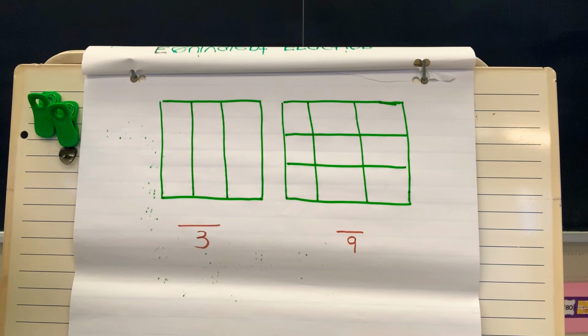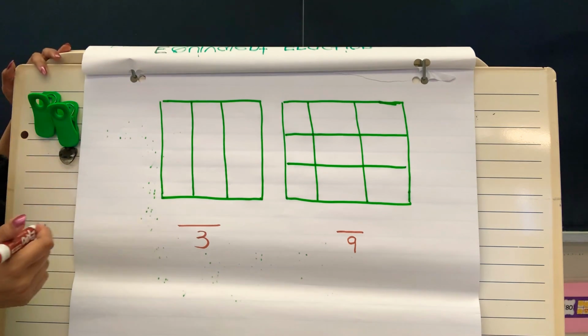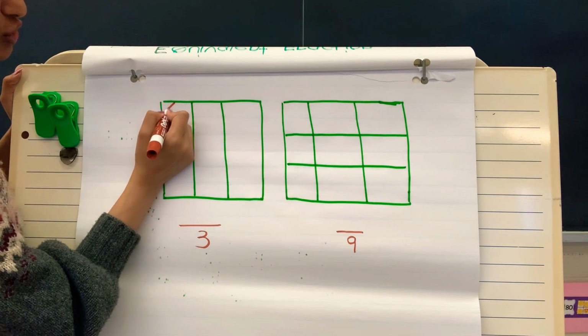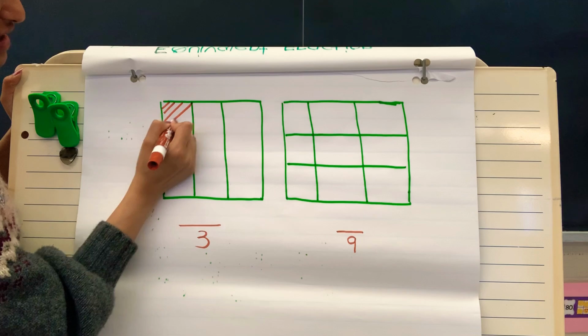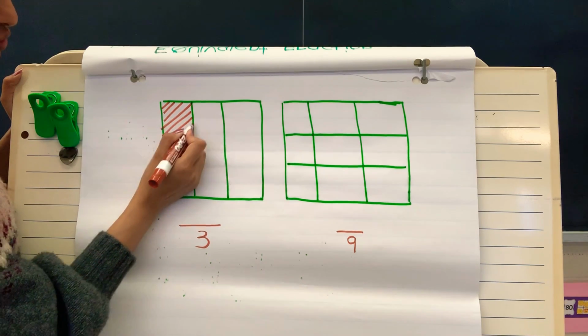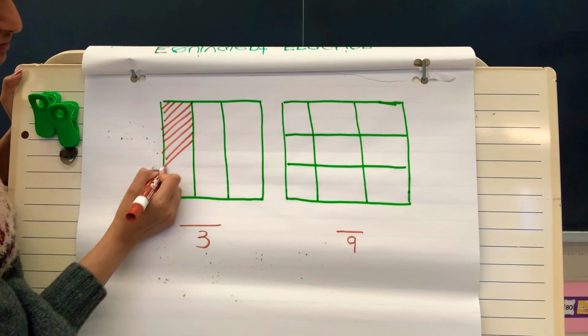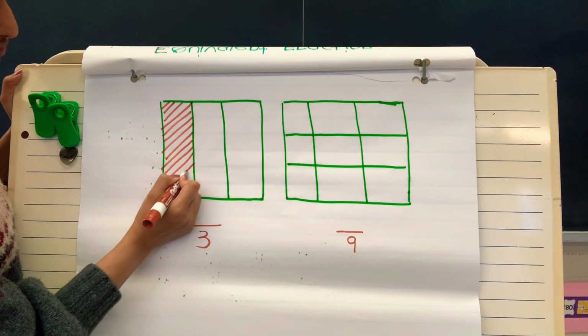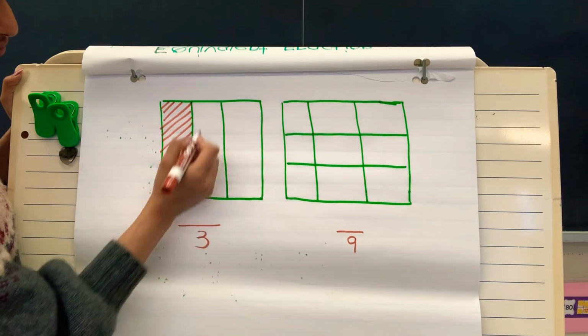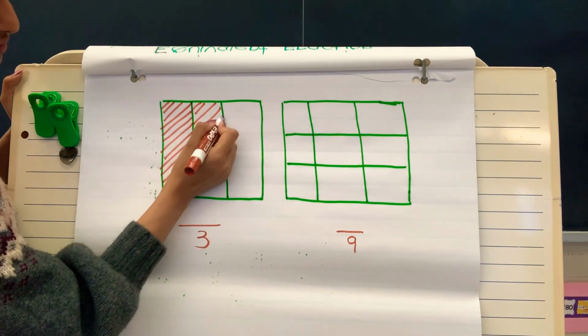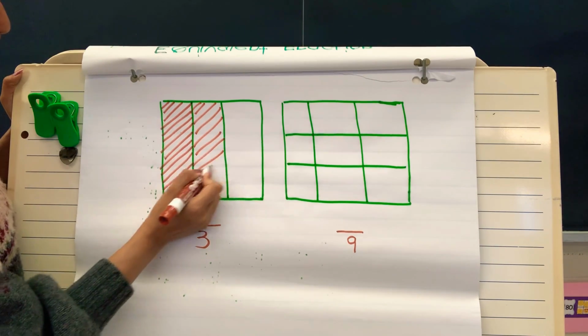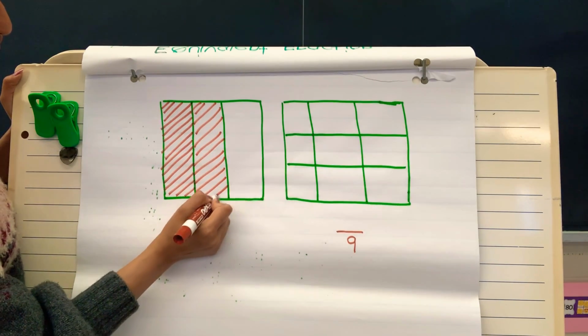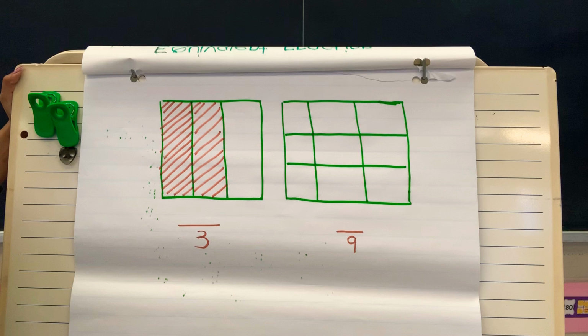Now I'm going to shade some parts, and you're going to tell me, or you're going to say it if you're watching it at home. You're going to say it to a parent, or just say it in your head, what the numerator might be. Okay, I'm done. What is my numerator?